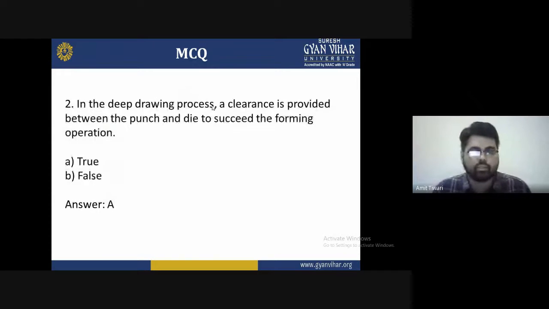Second: in the deep drawing process, a clearance is provided between the punch and the die to succeed the forming operation. The options are A, true, and B, false. The correct answer is true. Yes, it is true that in the deep drawing process, a clearance is provided between the punch and the die to succeed the forming operation. So the statement is correct.